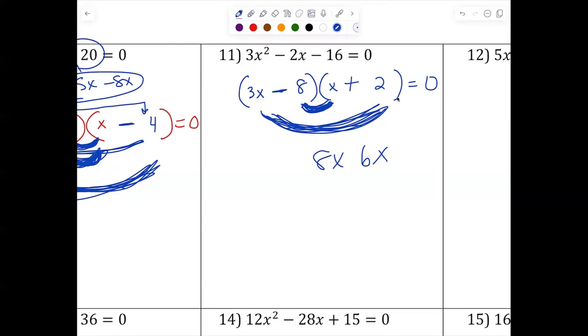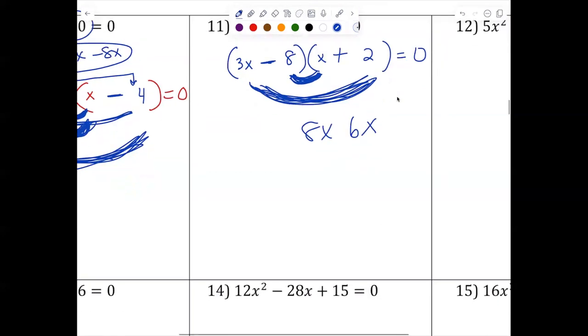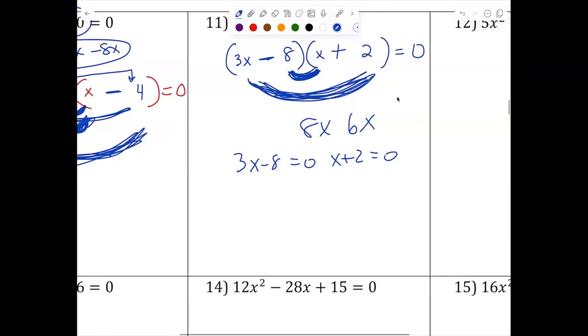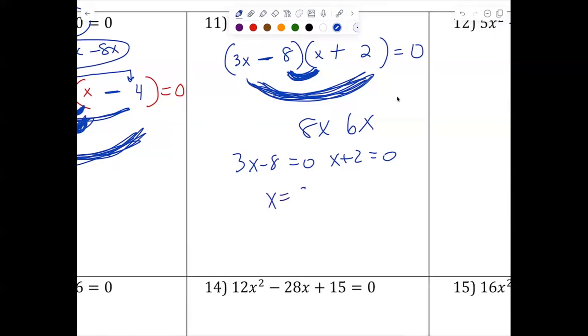Mr. Greep, are you okay with that? You sure? All right, now we just set them equal to 0. 3x minus 8 equals 0. x plus 2 equals 0. And solve that out for me. So x equals down here. Now we're just writing the answer. I'm not doing plus 8, divide by 3 anymore. That's boring. So this is what? x equals 8/3 or x equals, beautiful. All right, I'm happy with that.